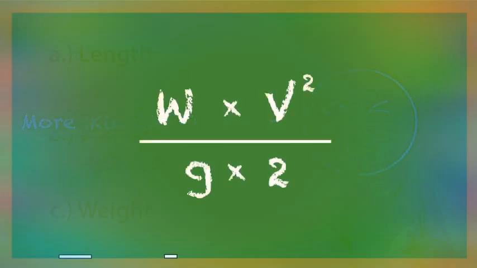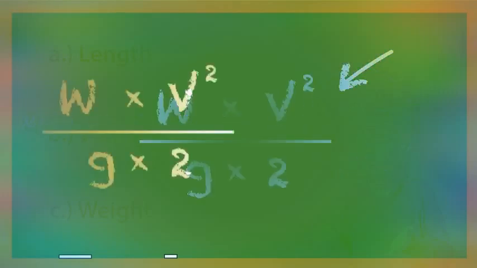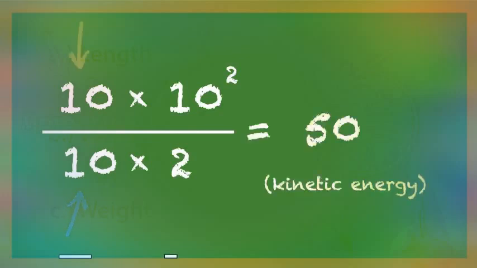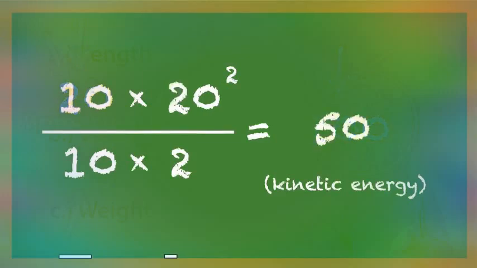And we can prove mathematically how velocity does this. So let's make everything a value of 10. Okay, so the weight is 10, the velocity is 10, and the gravitational constant is also 10. We run the equation and the kinetic energy is 50. Okay, great. When we double the weight of the bullet, the kinetic energy also doubles to 100. Now, if we double the velocity, the kinetic energy does not double, it quadruples.